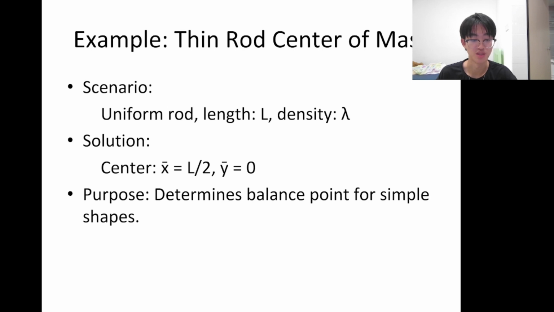Then we come to the next example. Consider a uniform thin rod of length L along the x-axis. The center of mass lies at the midpoint of the rod, and it can ensure balance when the rod is supported at this point.